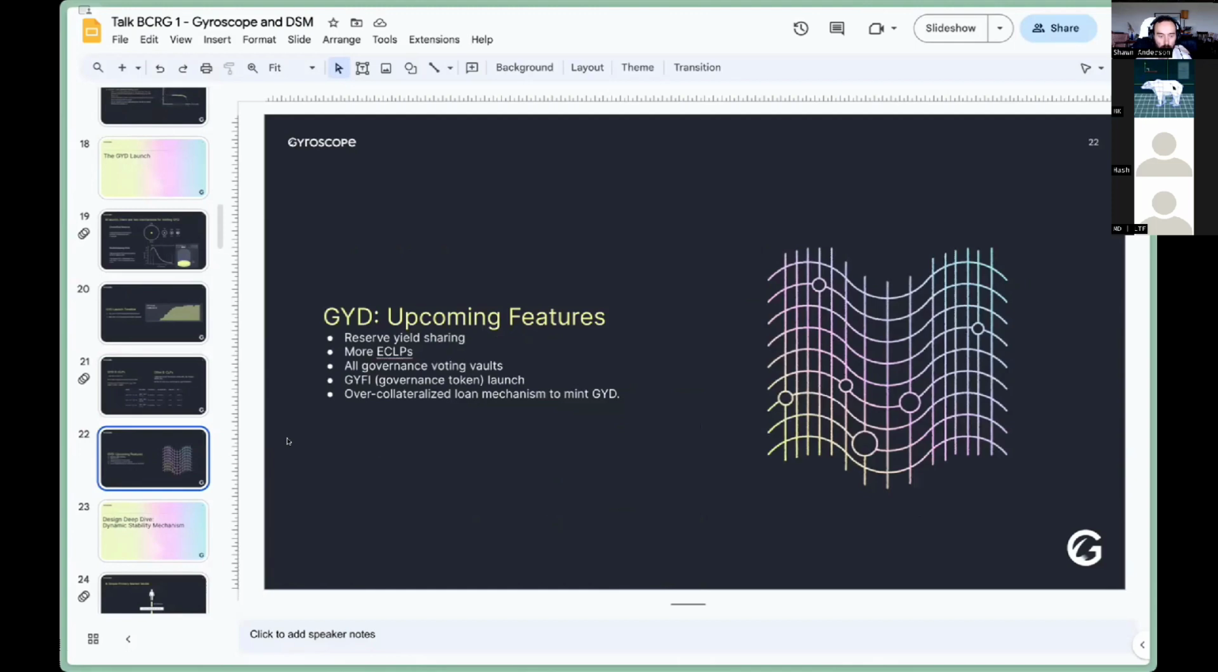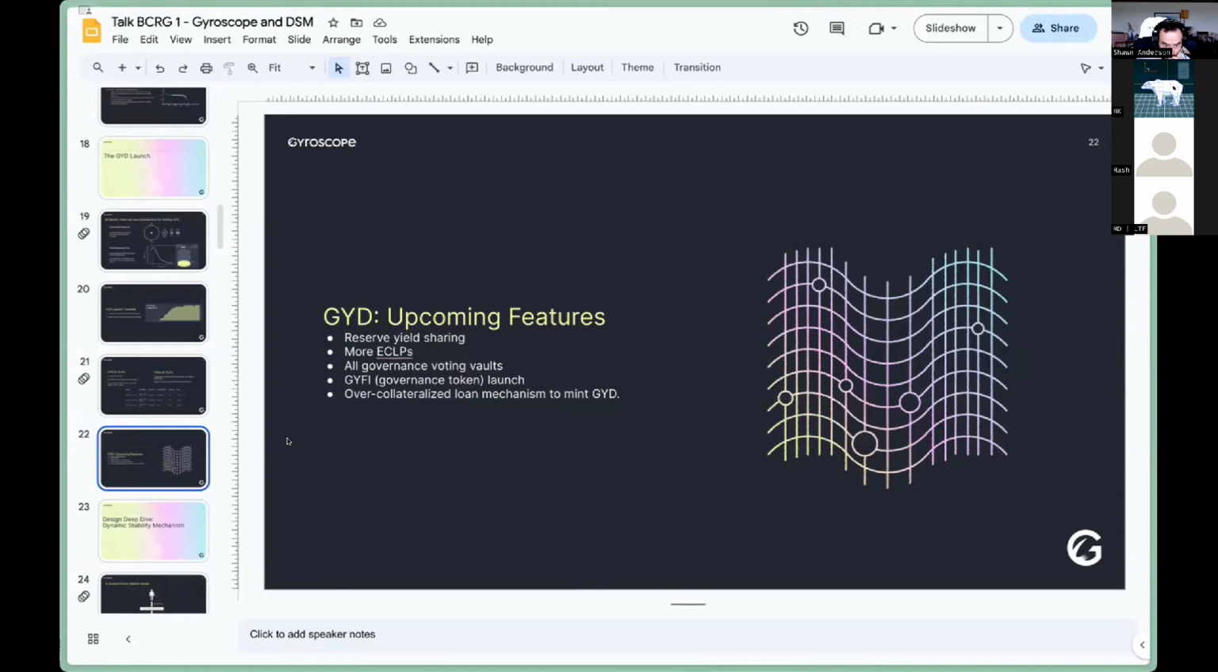We have some upcoming features planned. The first one is a feature by which the protocol would share the yield on its reserve assets with certain parties, probably LPs. We have some ECLPs planned that we want to deploy to complete the secondary market for GYD. More governance vaults. There is an upcoming launch of the governance token of the system. And I said that the governance system has these different vaults that represent different stakeholders, and the governance token will be represented in one of these vaults. So it's an important part of the governance system, but not everything.